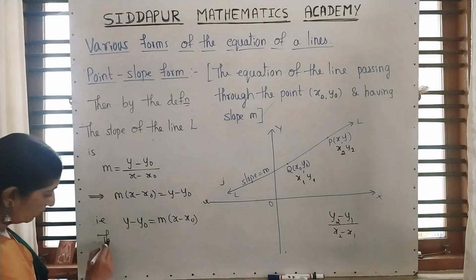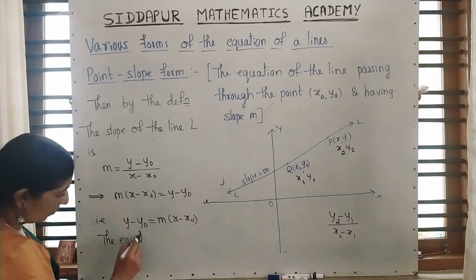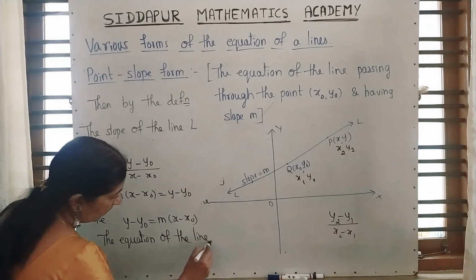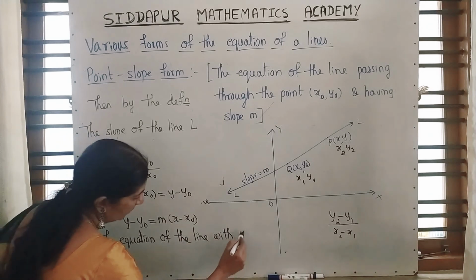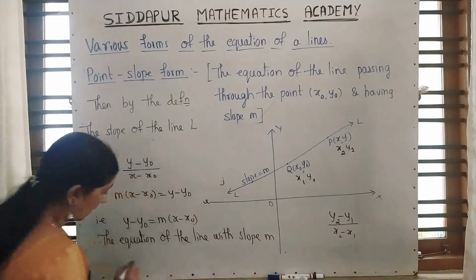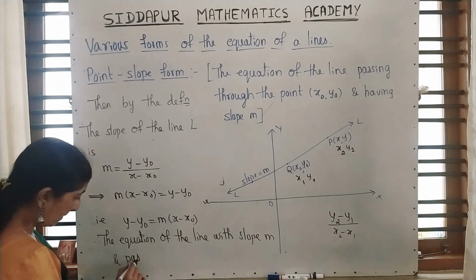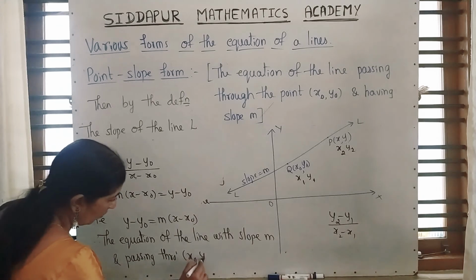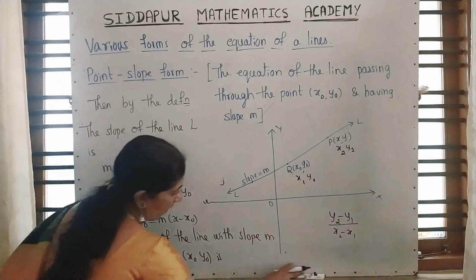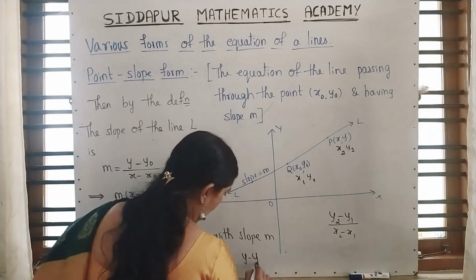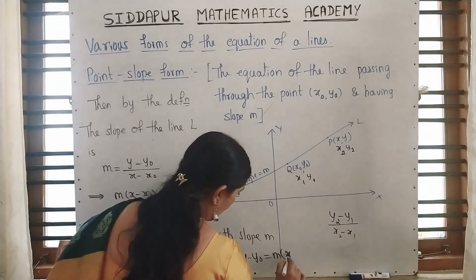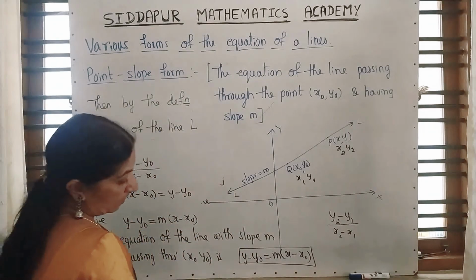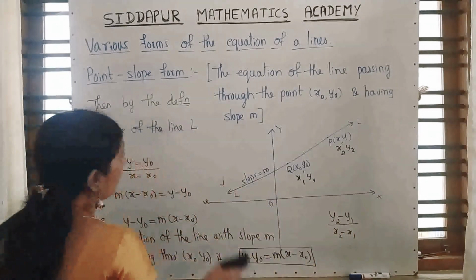Therefore, the equation of the line with slope m and passing through (x naught, y naught), that means 1 point and 1 slope, is y - y naught = m(x - x naught). Please note down. And now I am giving you an example related to this.